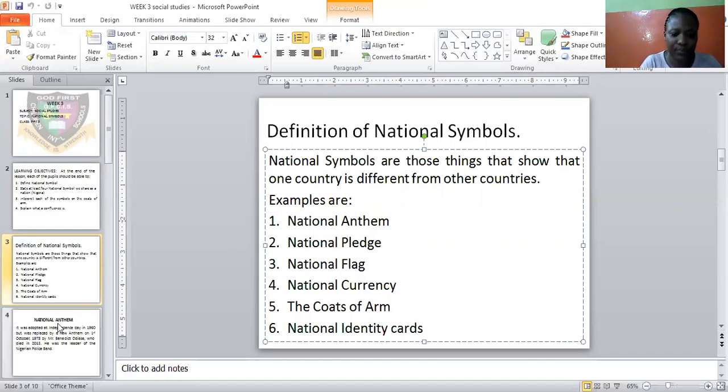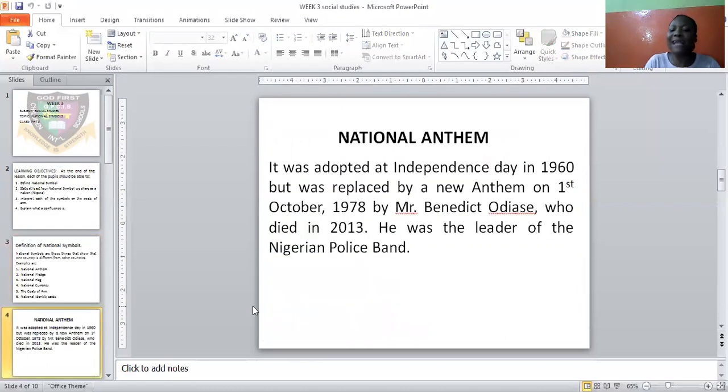National anthem. The national anthem was adopted at Independence Day. I told you that Nigeria was under British colonization, and a group of people rose to fight for the country to gain our independence. And on that day, at the ceremony, our colonial master was about to release us. They composed the national anthem for us.